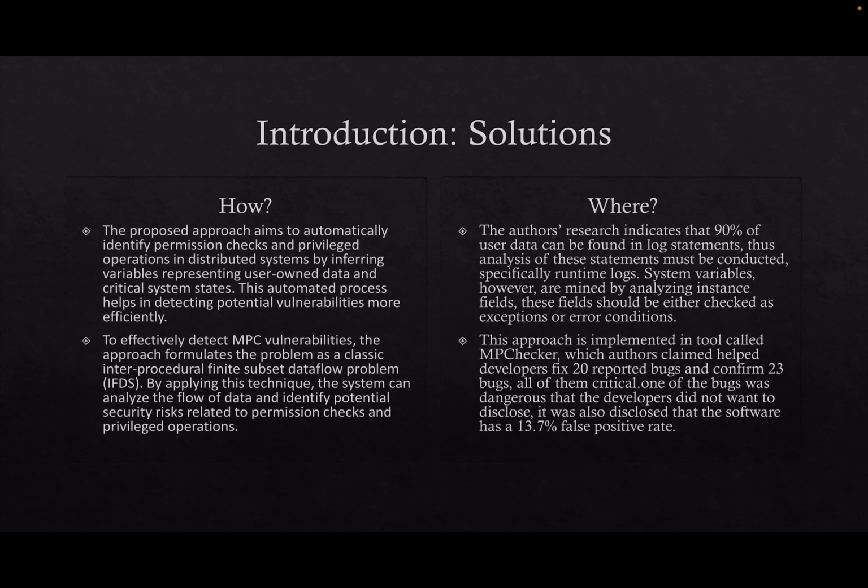Let's talk about a few solutions that were proposed by the authors. The authors' approach aims to automatically identify permission checks and privileged operations in distributed systems by inferring variables representing user-owned data and critical system states. User-owned data is data meant only to be seen by the user, and critical system states are states that can only be written by super users.